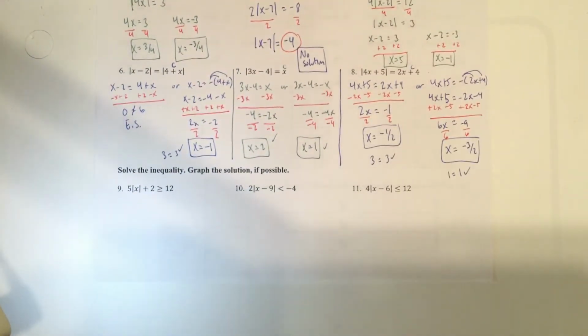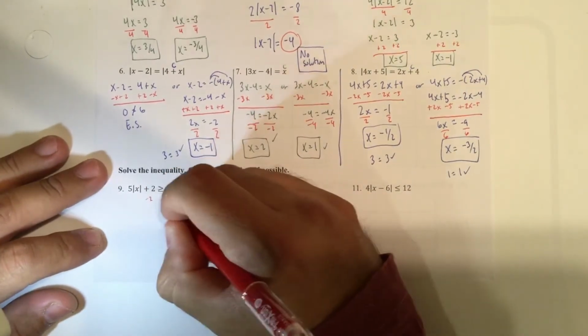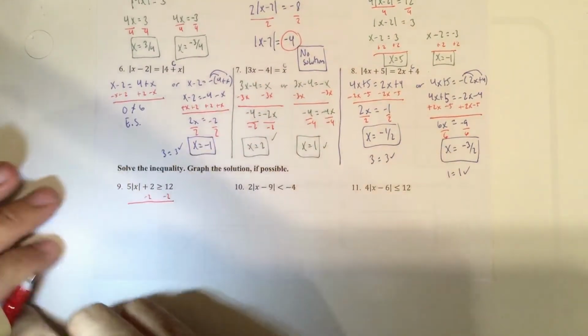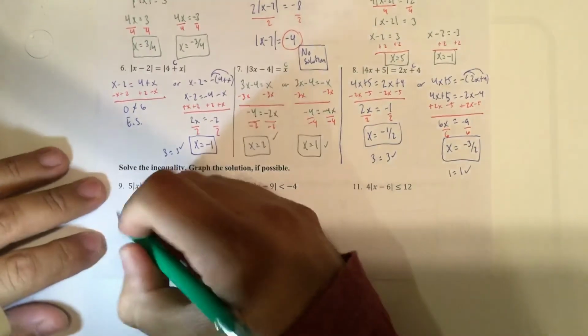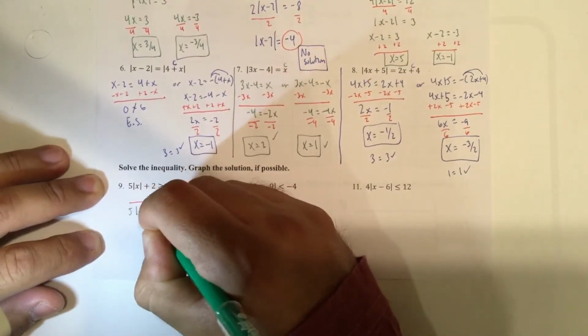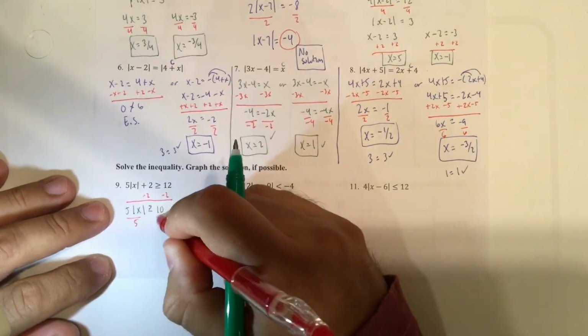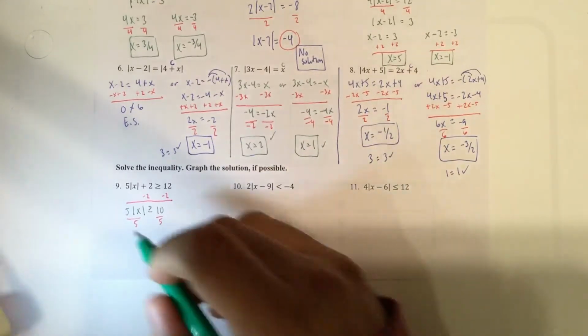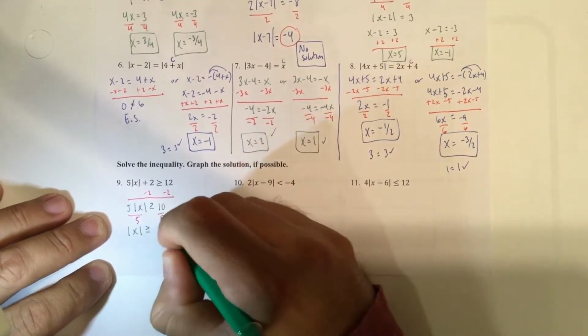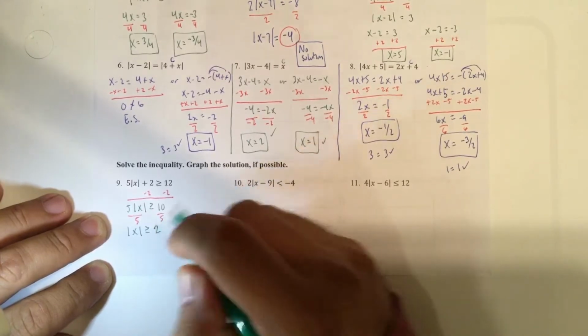All right, let's go ahead and take a look at these absolute inequalities here. And again, I use the split or between. So just like before, you still need to isolate the absolute value expression. So here we're going to start by subtracting 2 from both sides. So we get 5 times the absolute value of x is greater than or equal to 10. Then we're going to divide both sides by 5. And then we come up with the absolute value of x is greater than or equal to 10 divided by 5, which is 2.